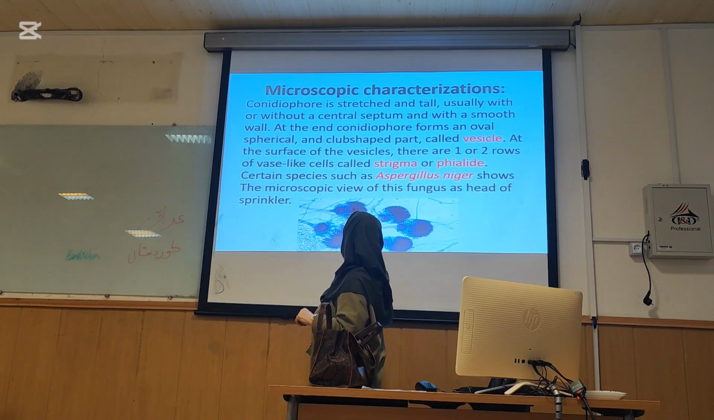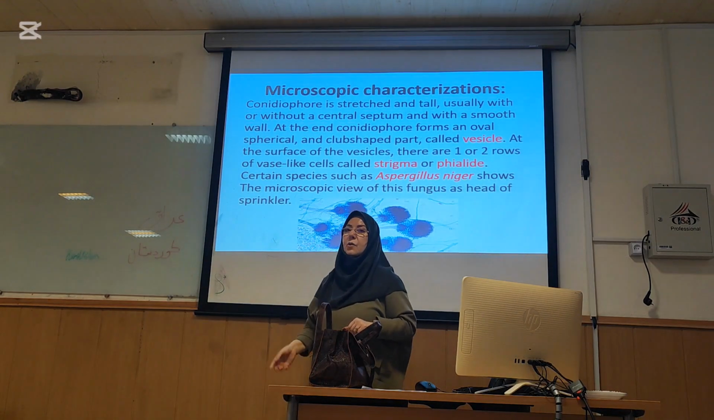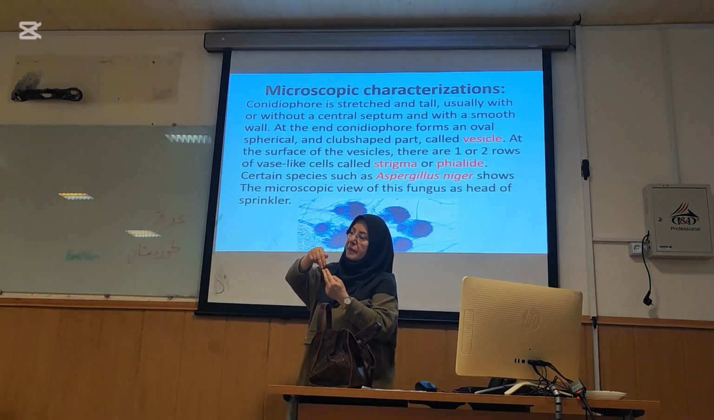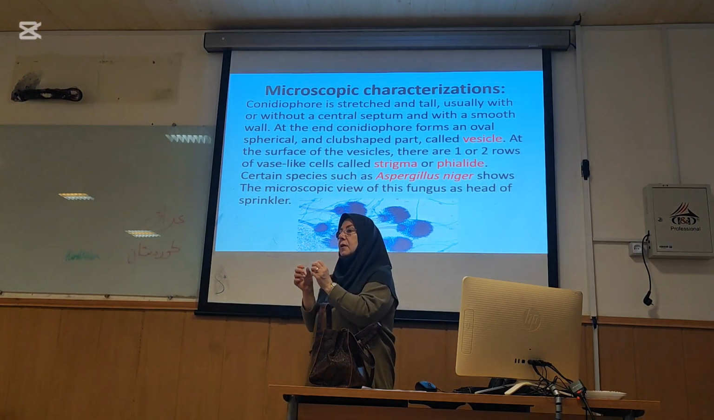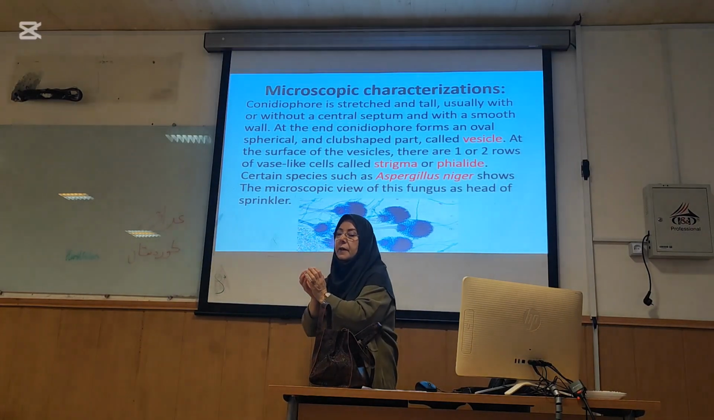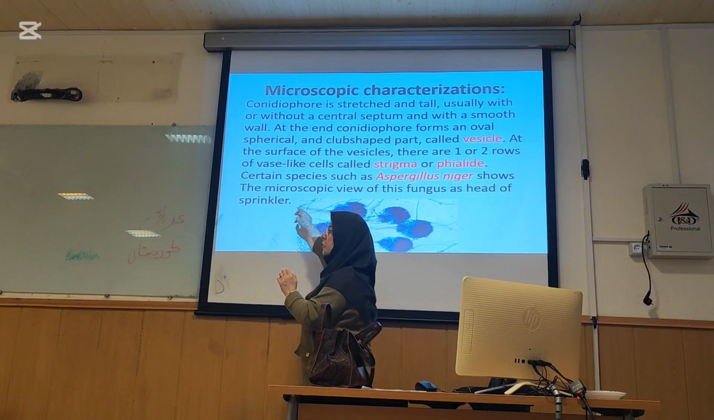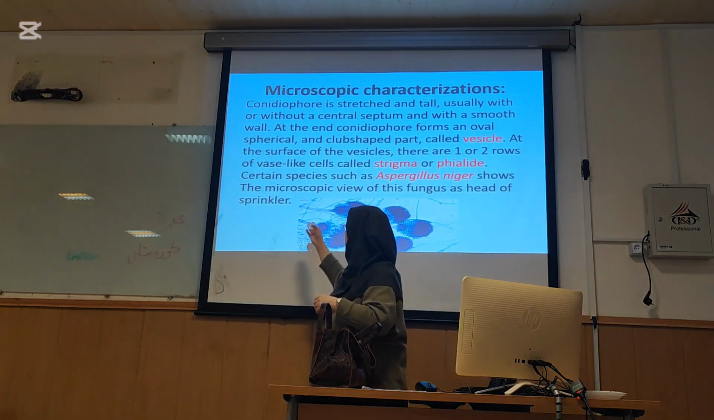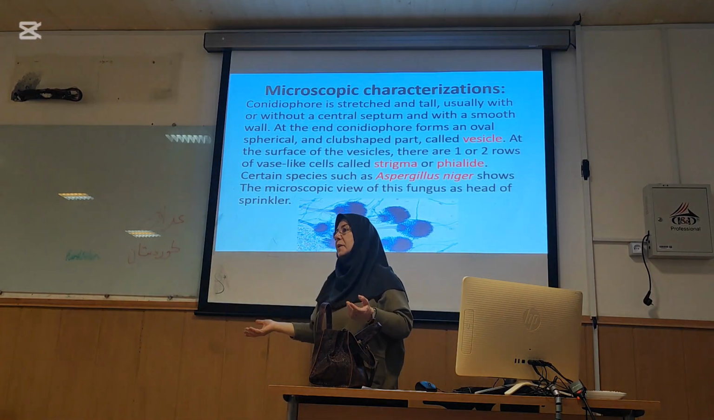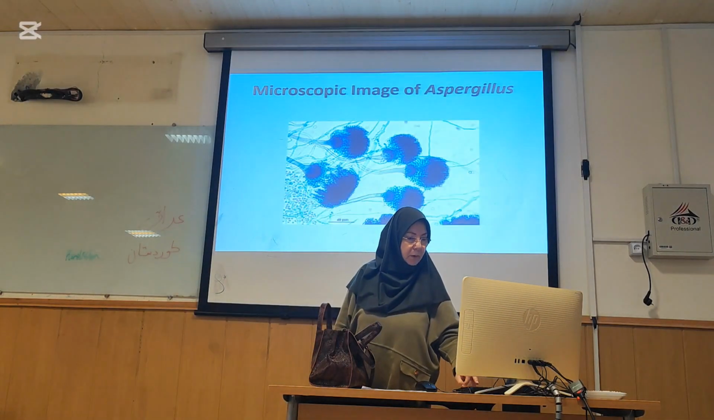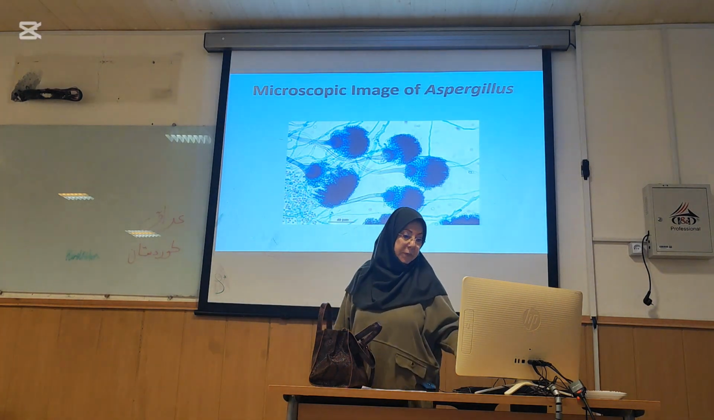And on top of the phialides you have several chains of conidia. So conidia are attached to the phialides or sterigmata, and they are located on the top of the vesicle, on the surface of the vesicle. This shape can show you that this fungus is Aspergillus. As you see, this is very similar to a sprinkler.